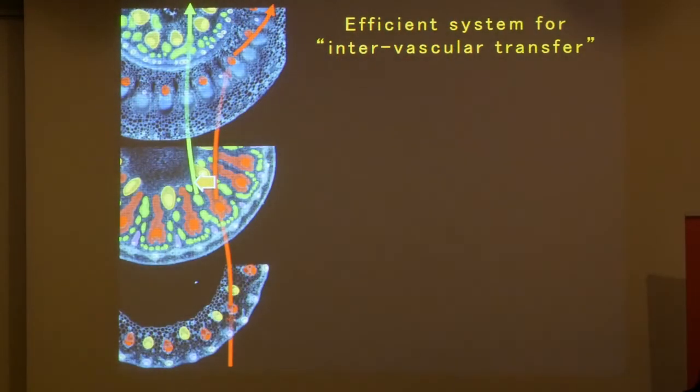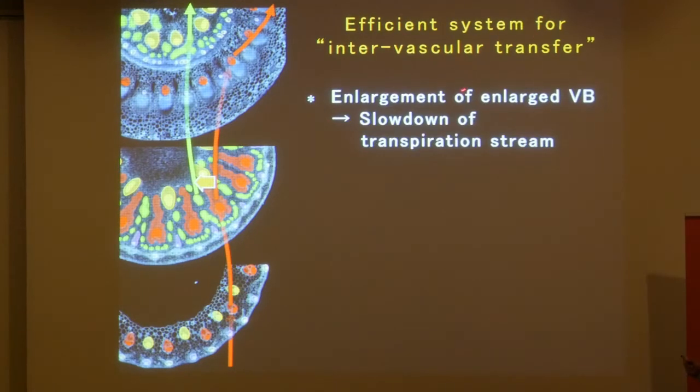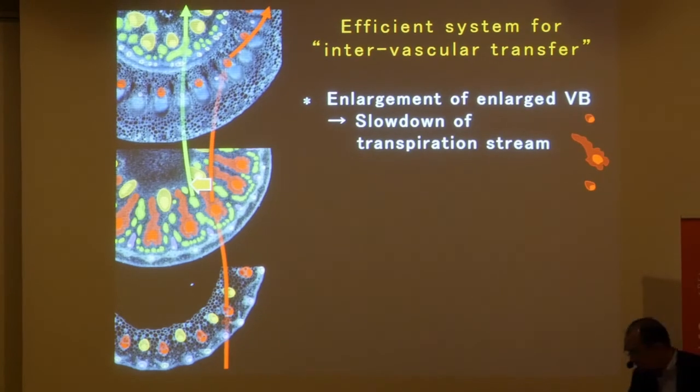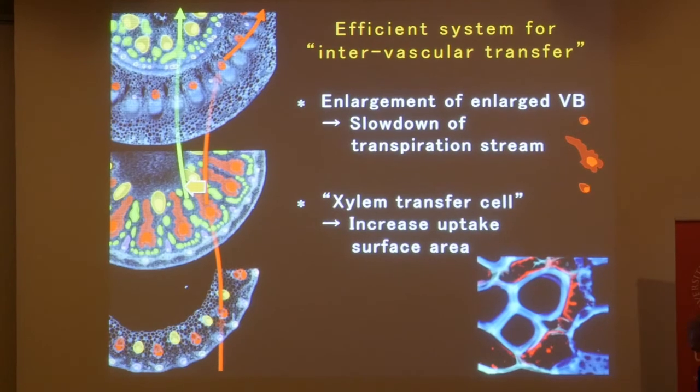So the plant has developed an efficient system for intervascular transfer. One is to increase the vessel area, and another one is to increase the uptake surface area.